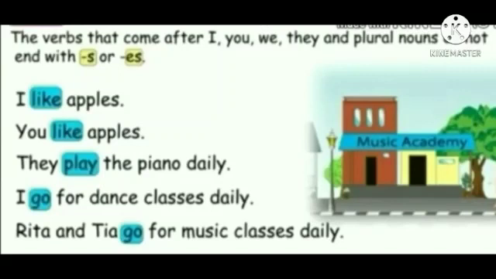So, I like apples. Similarly, you like apples. Here, they is a plural subject and so we do not add S to play. So, the sentence is, they play the piano daily. Isn't it? Similarly, I go for dance classes daily. Rita and Tia go for music classes daily. Here, Tia and Rita are two persons, so plural nouns. So, we add the plural verb go. So, Tia and Rita go for music classes daily.